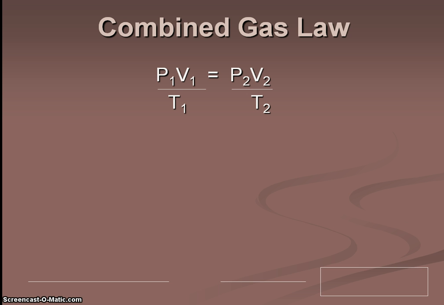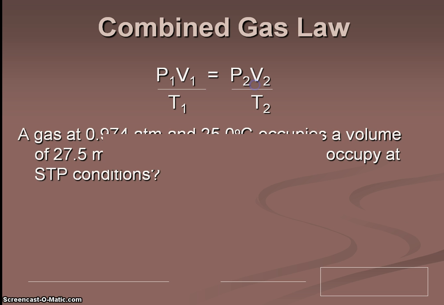If volume is held constant, you just ignore volume from the equation, and now you've got P1 over T1 equals P2 over T2, which is what we did yesterday. And same thing with pressure. If pressure is held constant, ignore it, and now you've got the equation you need. So you get all three from yesterday, but they're just smushed into one big equation. And sometimes you'll have to use this if nothing is held constant.